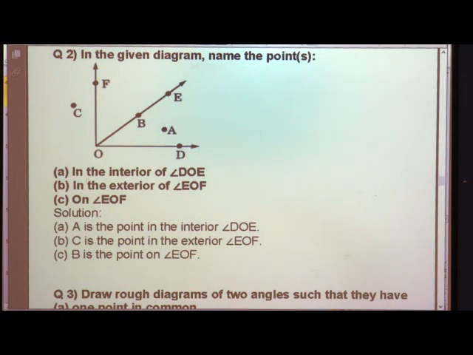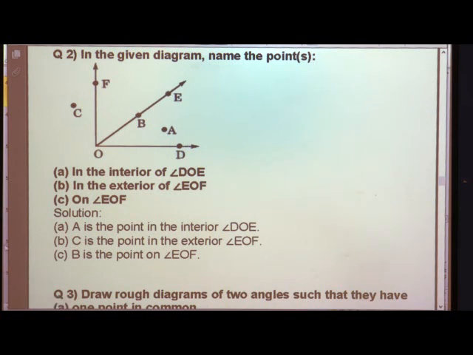Now, we have to find which point lies in the interior. Interior means inside. So, which point do we have? We have the point A. So, A is the point in the interior of angle DOE.